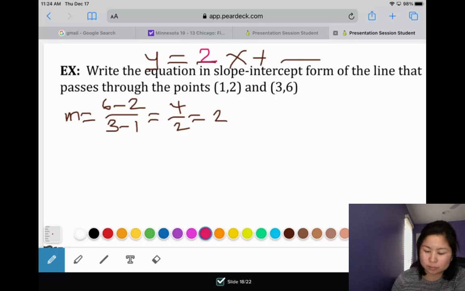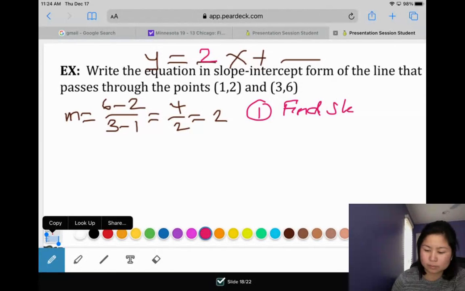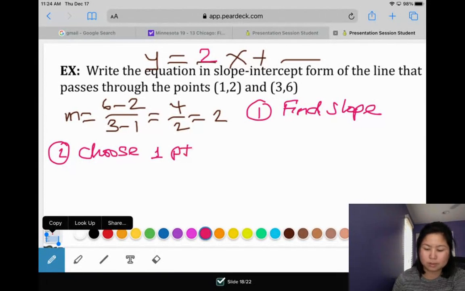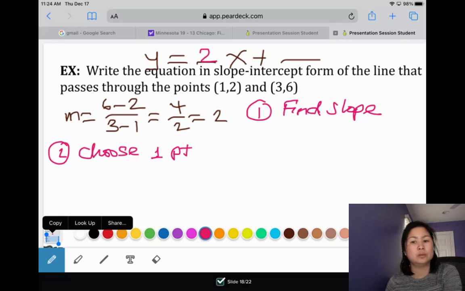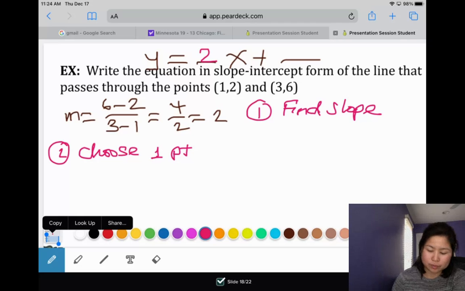So let's start. Step number 1, find slope. Step number 2, I will choose 1 point. Either one. You can choose the first one, which is (1, 2), or the other one, which is (3, 6). I'm going to choose the first one. It doesn't matter. So this is the x value and this is the y value. This is my general equation.